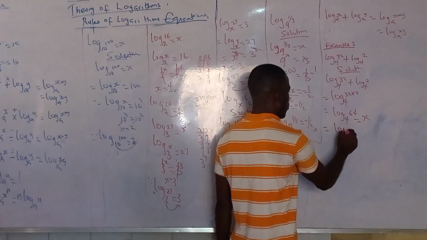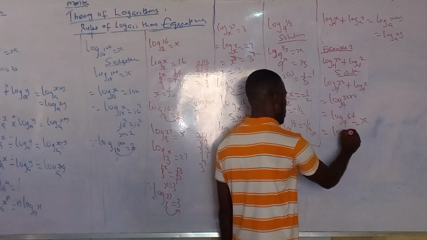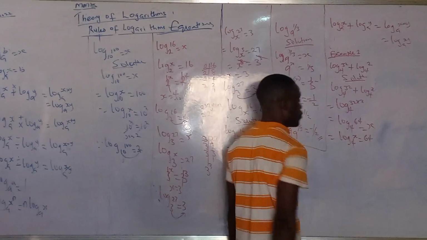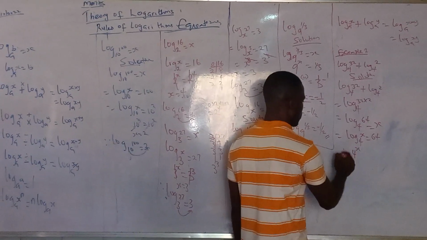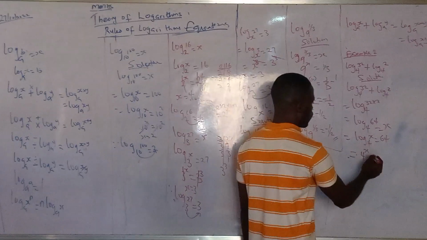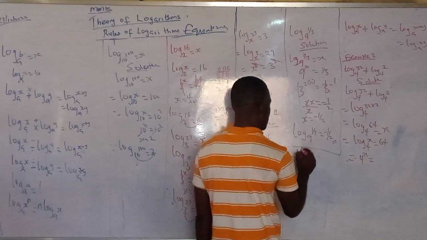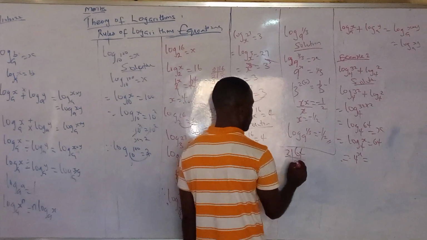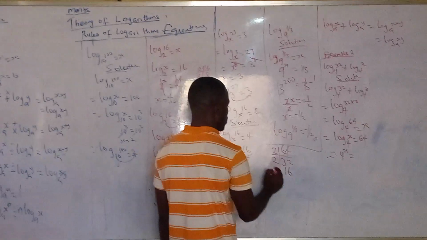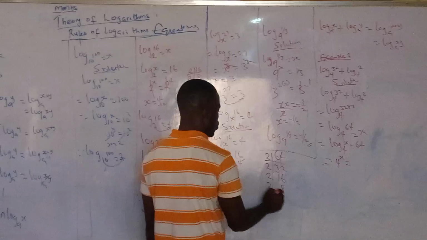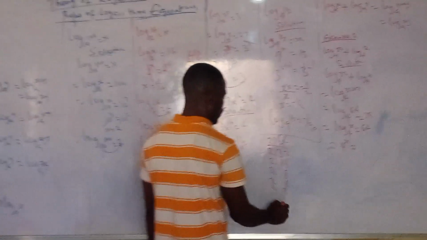Then log 4, 64. We are going to bring x here, then we have 64 here. Okay? So therefore, 4 to the power of x equals 64. When we factorize this, we can factorize it as 64. 2 in 64 will give you 32. 2 in 32 will give you 16. 2 in 16 will give you 8. 2 in 8 will give you 4. 2 in 4 will give you 2. 2 in 2 will give you 1.